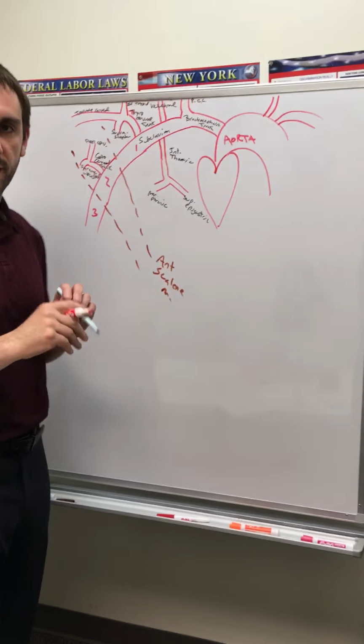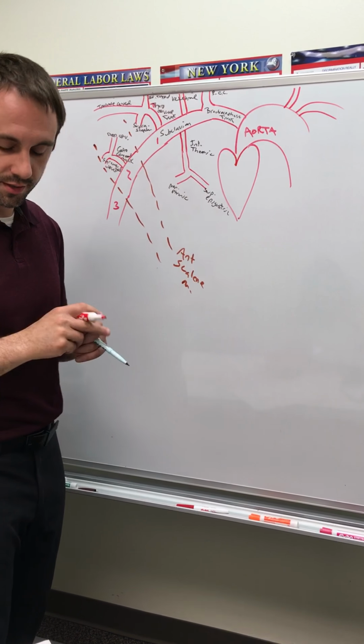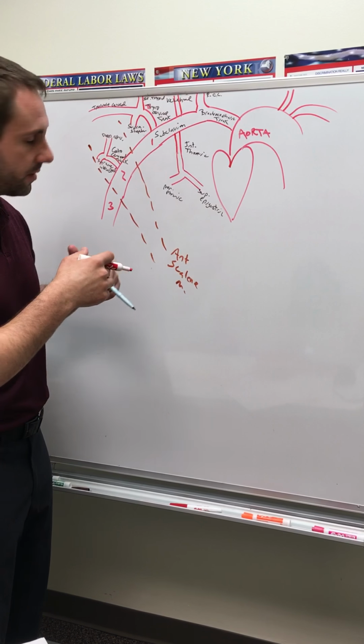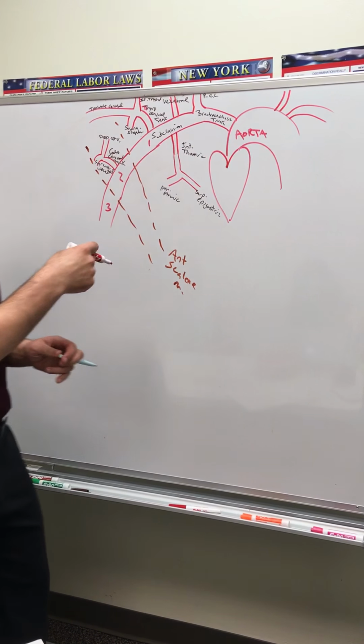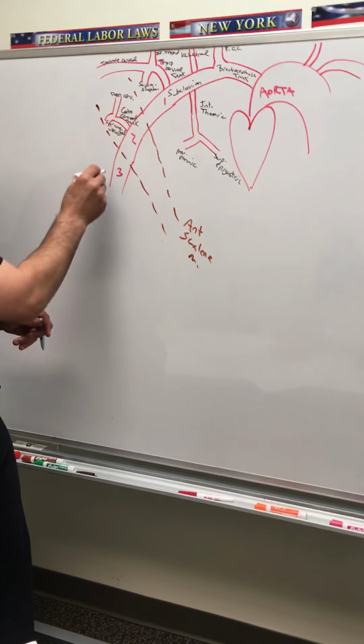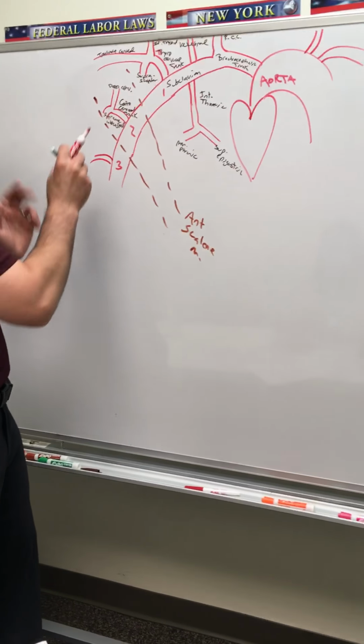Supreme intercostal just supplies the blood partially to the first two intercostal spaces. So then the subclavian artery travels distally. Now we're past the anterior scalene, distal to the anterior scalene. And the last branch of the subclavian artery is called the dorsal scapular artery.